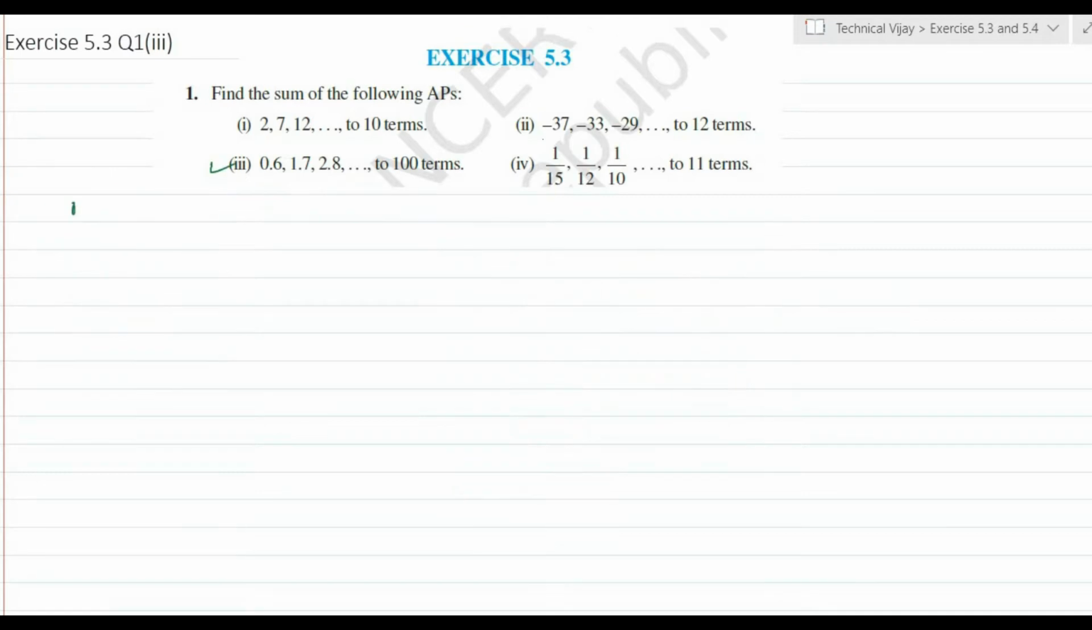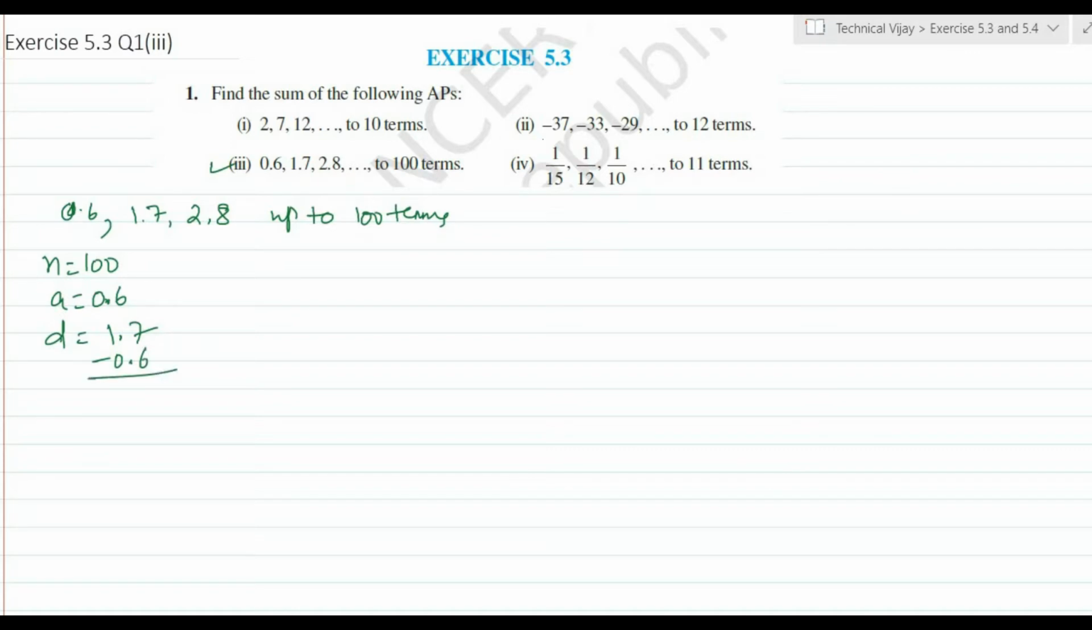Okay. Now 0.6, 1.7, 2.8, and this is up to 100 terms. Here up to 100 terms, so n is equal to 100. So a is equal to 0.6. So d is equal to the second term, 1.7, minus 0.6, which is 1.1. So d is equal to plus 1.1.